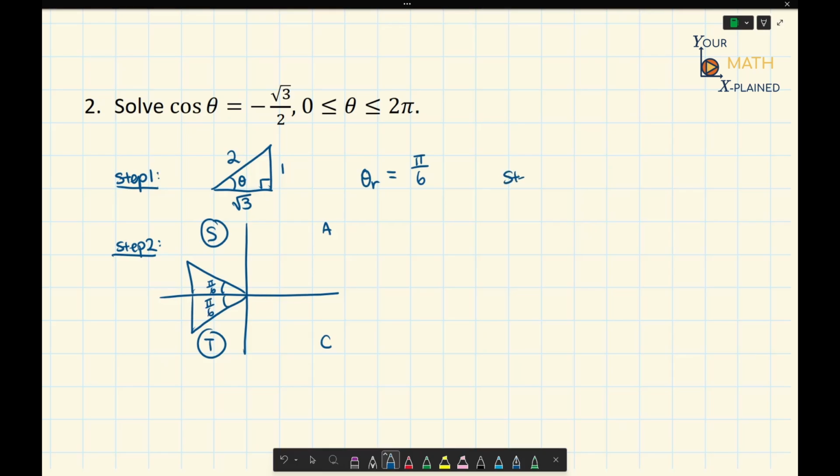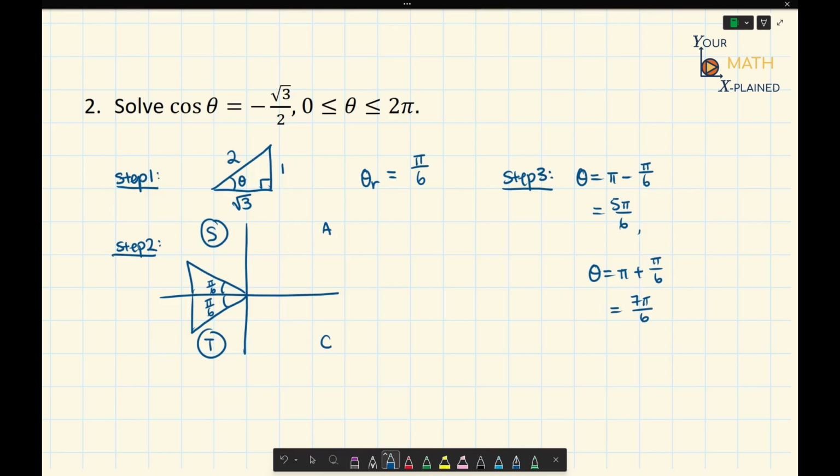So now step 3 is us finding the solutions as angles in standard position. So for the first one, that is in quadrant 2, we can see that theta is going to be equal to pi minus the reference angle. So then that ends up being 5 pi over 6. And then for the answer that is in quadrant 3, our theta is equal to pi plus the reference angle. So then that means our angle in standard position is going to be 7 pi over 6.